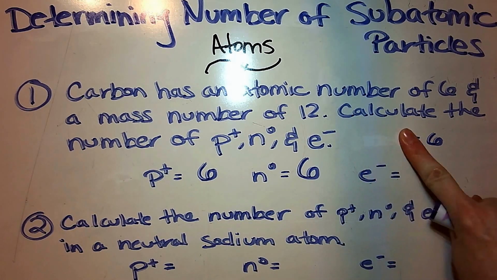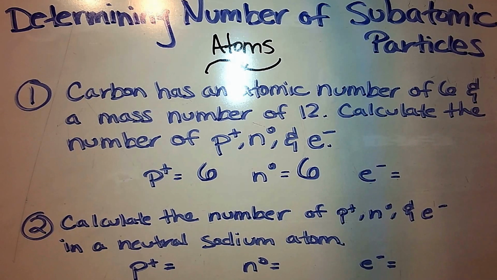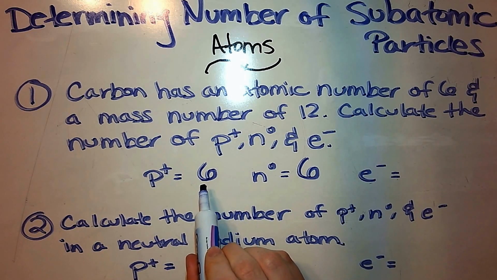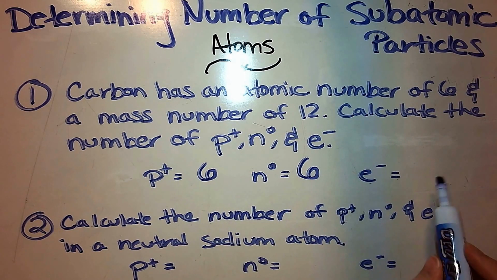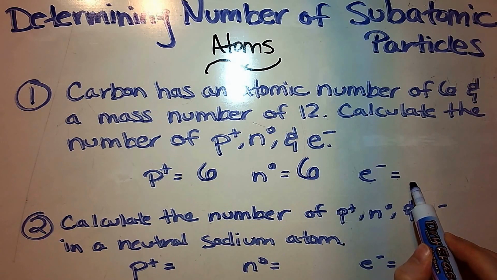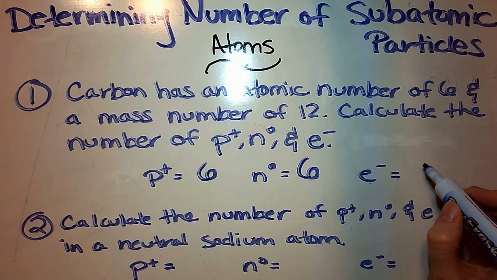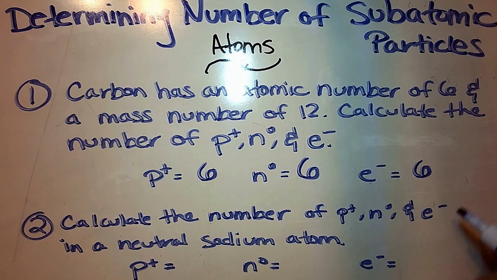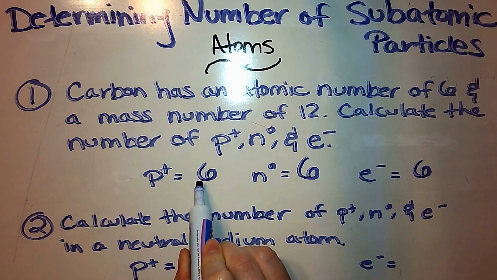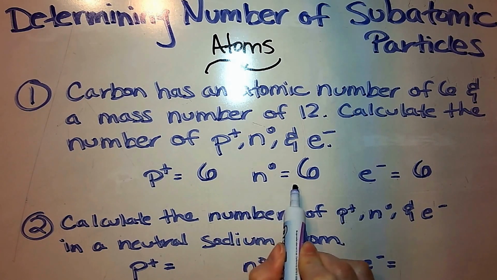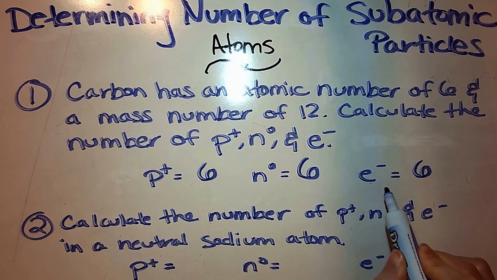Now when I'm looking for the number of electrons, unless stated otherwise, the number of protons will equal the number of electrons. So for my electron number, I have 6. So there are 6 protons, 6 neutrons, and 6 electrons in a carbon atom.